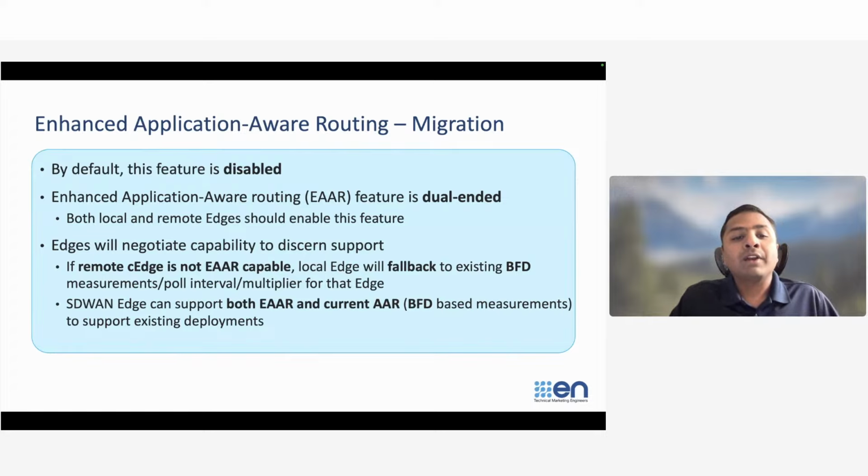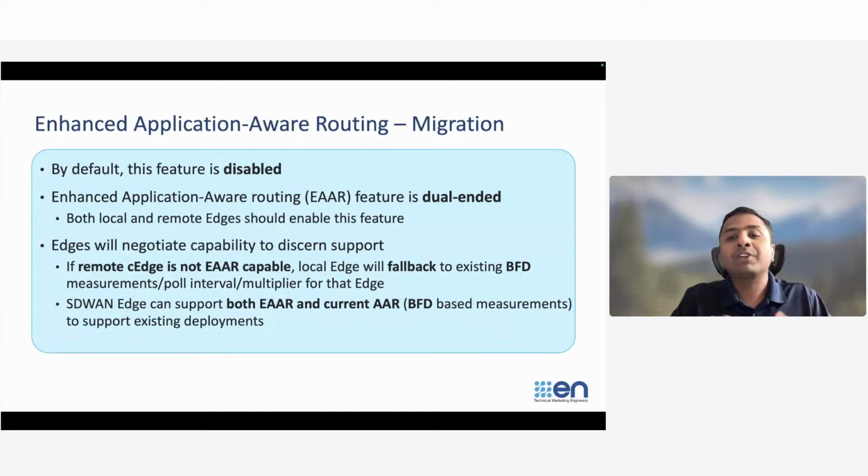Now, let's say you have your hub sites on your SD-WAN network enabled for this feature. However, your spoke sites, like your branch sites or remote office sites, have not turned on this feature. In that case, we will fall back to using BFD based measurements. So at any given time, an SD-WAN edge can support both enhanced application-aware routing metrics and application-aware routing metrics.